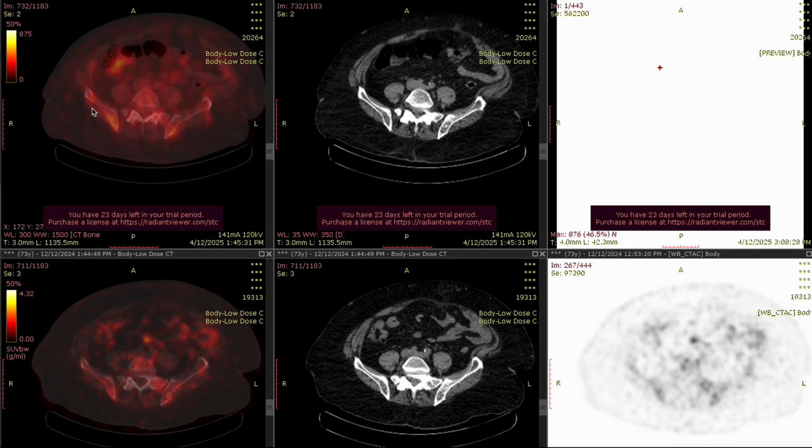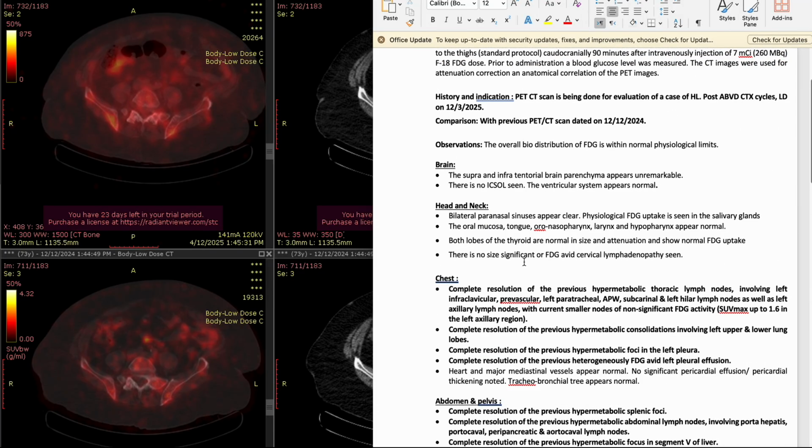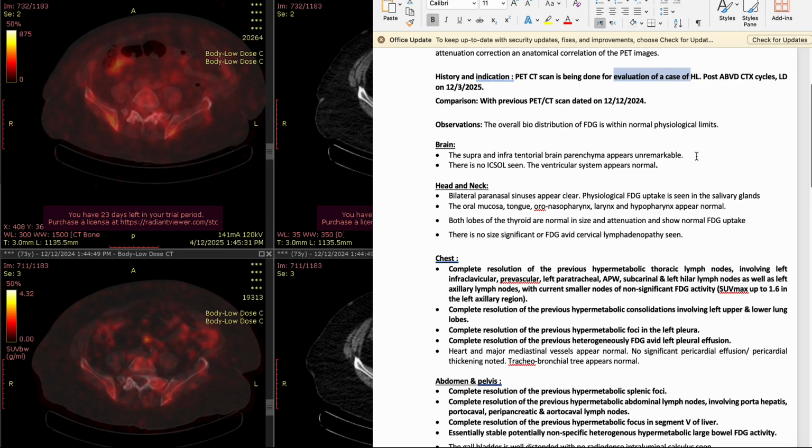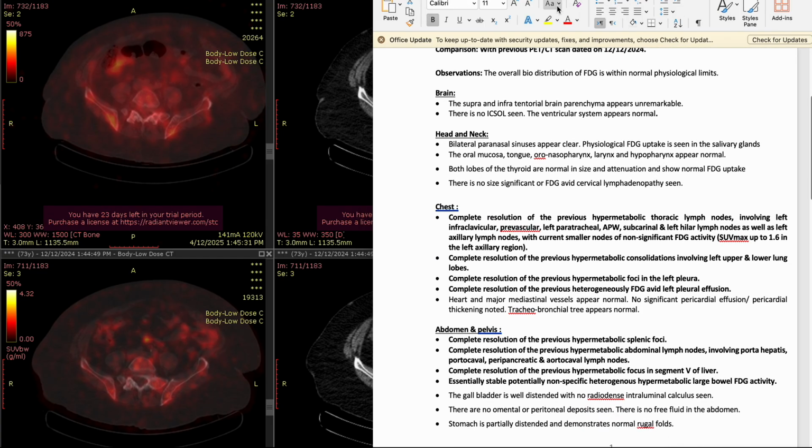There is diffuse bone marrow activity. It's likely due to recent chemotherapy, and it's likely reactive in nature. And this is our report. It's follow-up evaluation of Hodgkin lymphoma post ABVD. The brain is normal. Head and neck regions are normal.